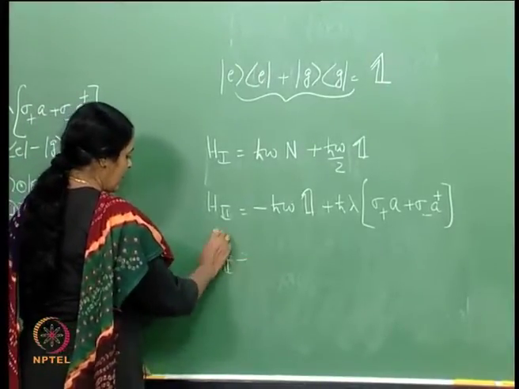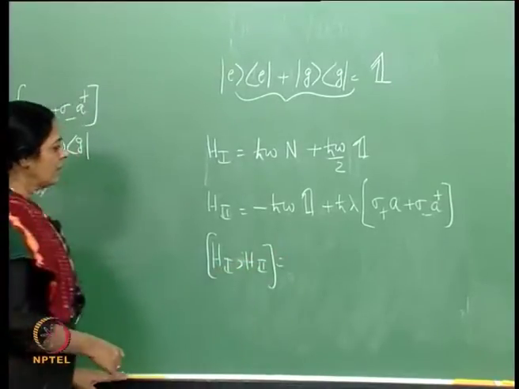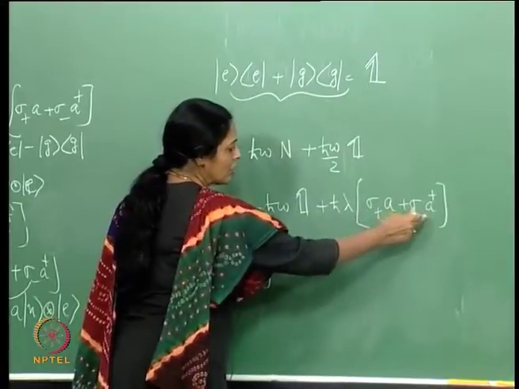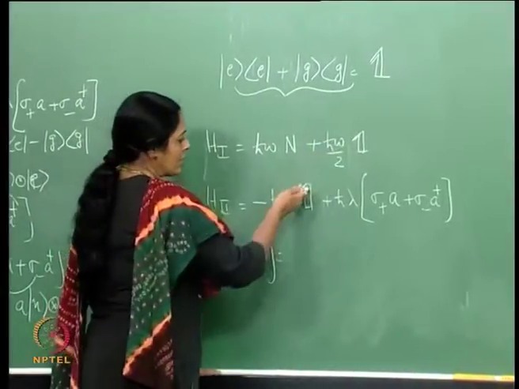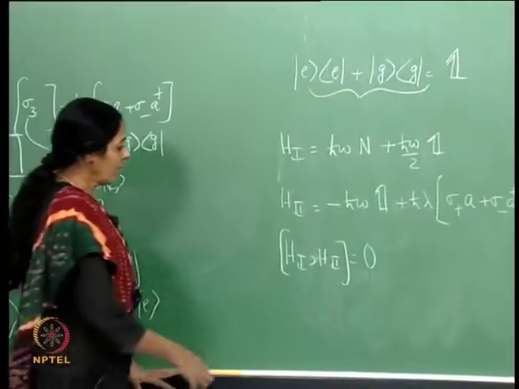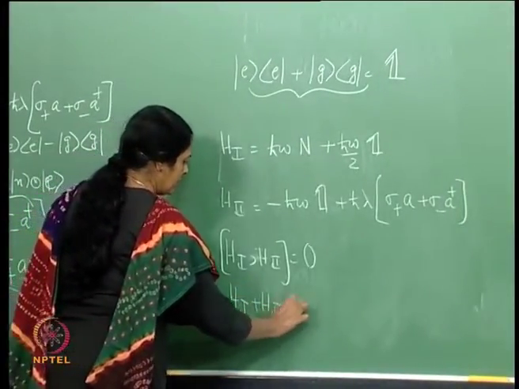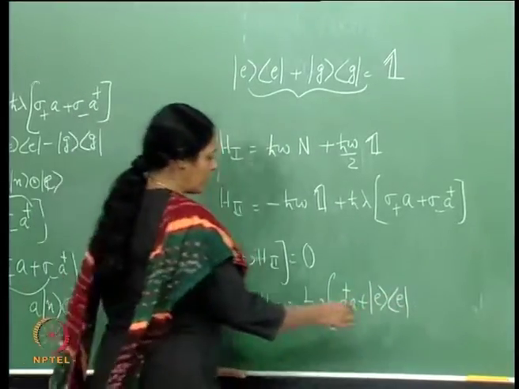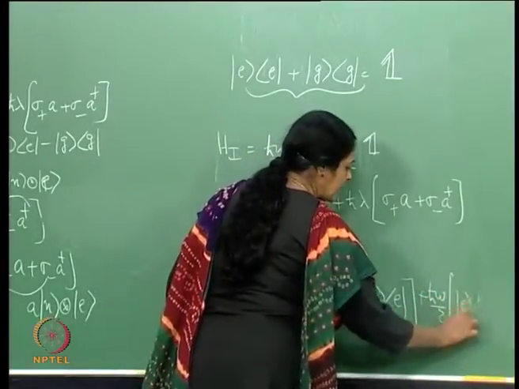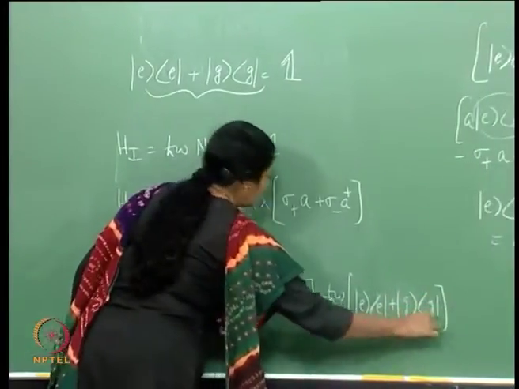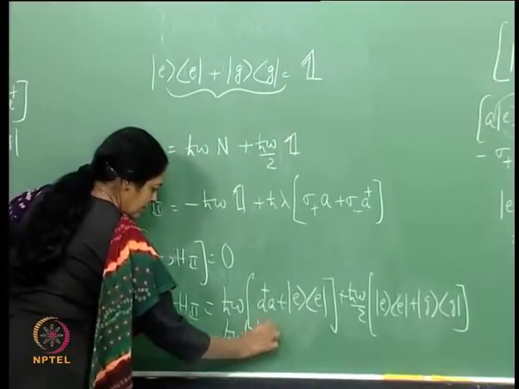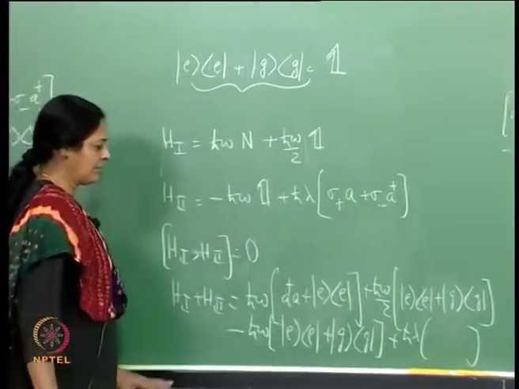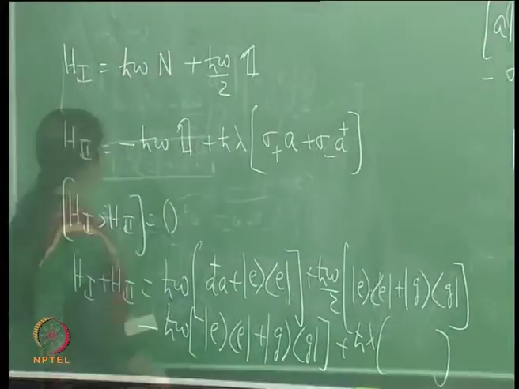If you now look at H1 and H2, they commute with each other. N commutes with the identity. We've just now shown that N commutes with this part, the interaction part of the Jaynes-Cummings Hamiltonian. It's clear that the identity operator commutes with everything. Further, what is H1 plus H2? When I expand N in terms of the field operators and the atom operators, and the identity operator in terms of the atom operators, I simply get the following. This simply becomes the original Jaynes-Cummings Hamiltonian.